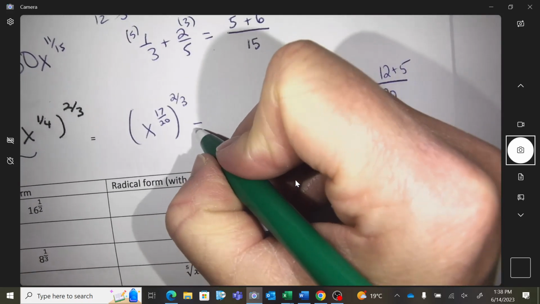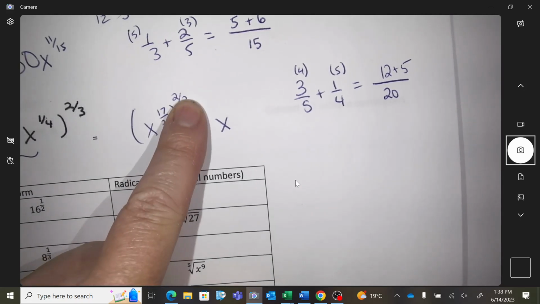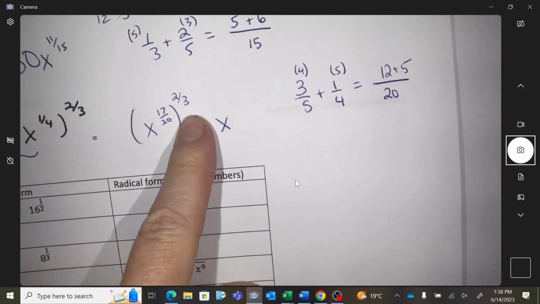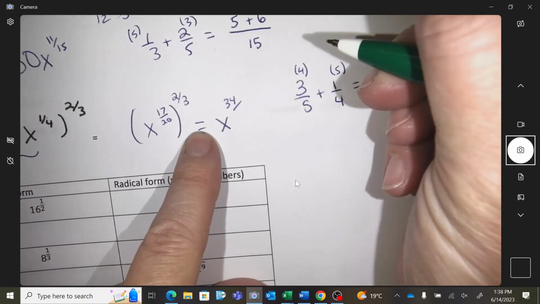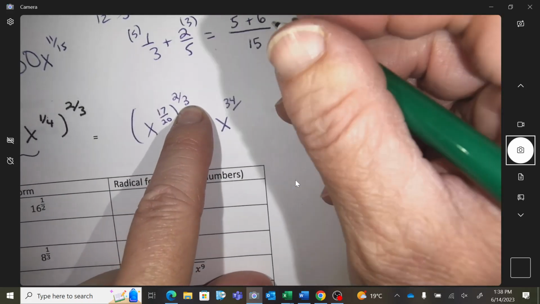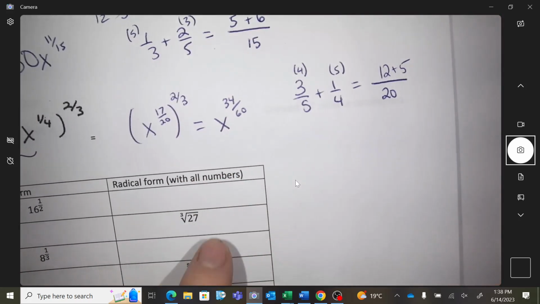Okay, so now the final answer, exponent to an exponent, so now I multiply. So 17 times 2 is 34, 20 times 3 is 60.